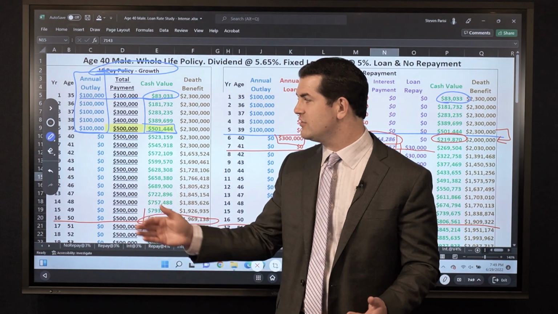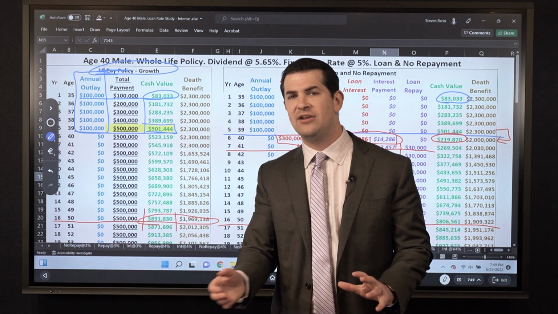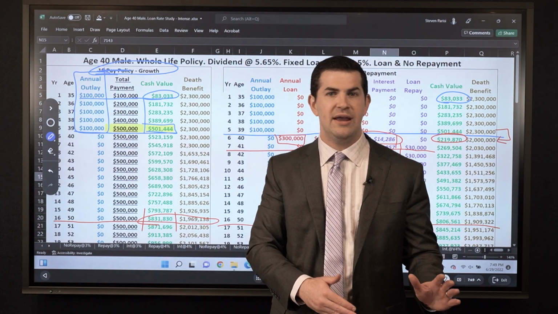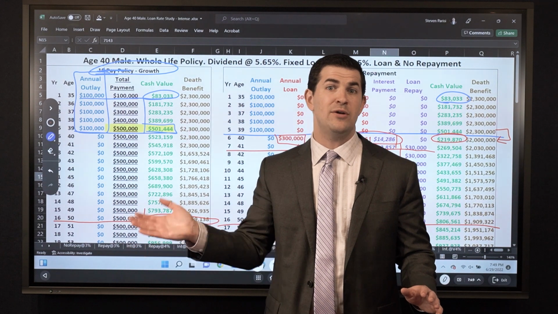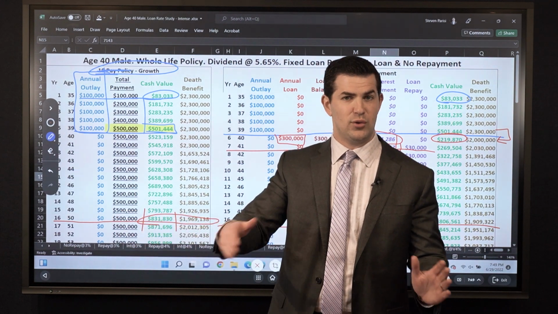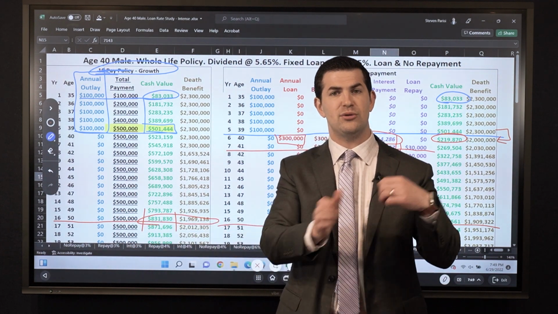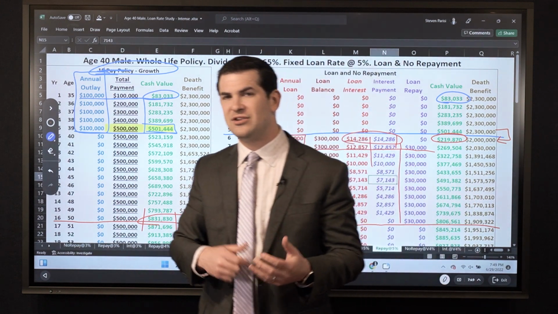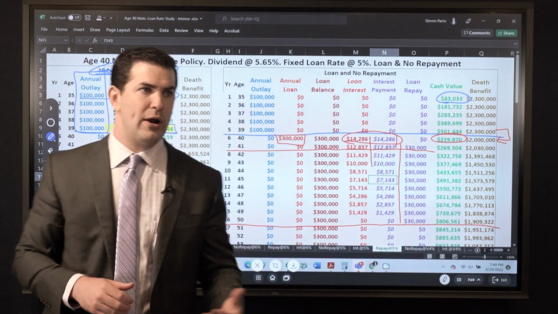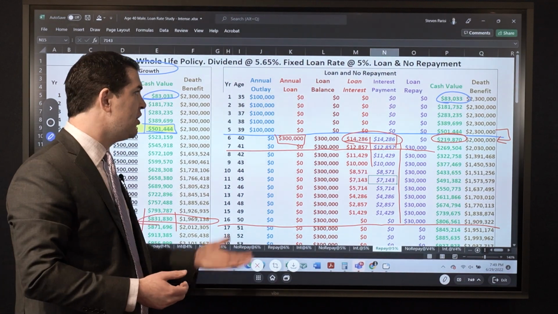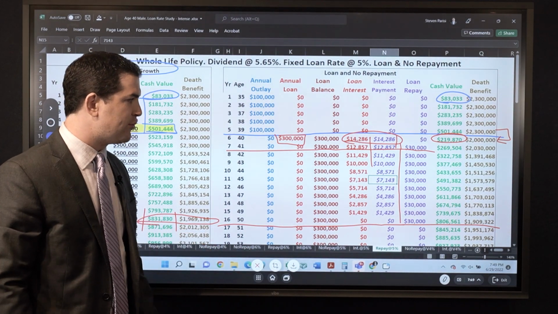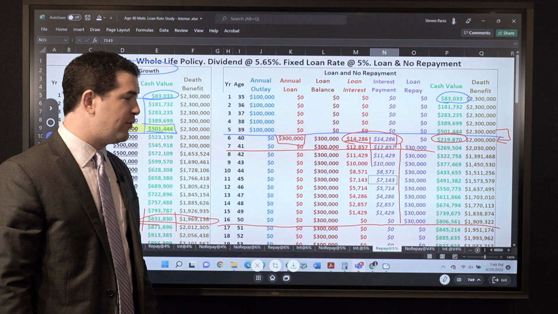This is a new policy with Guardian. If you took one out last year or several years ago, it's completely different. We've got a higher fixed loan interest rate, and they apply a higher dividend rate on those borrowed funds. So you see a case similar to what we just looked at in the MassMutual sample. But it's interesting just to be aware of this, and it does help a lot of people refine their decision-making process.